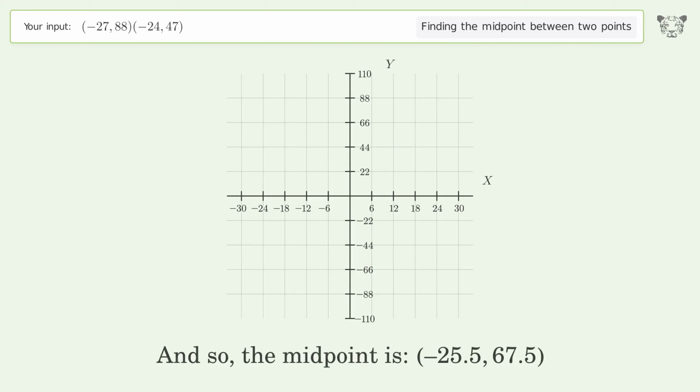And so, the midpoint is negative 25.5, 67.5.